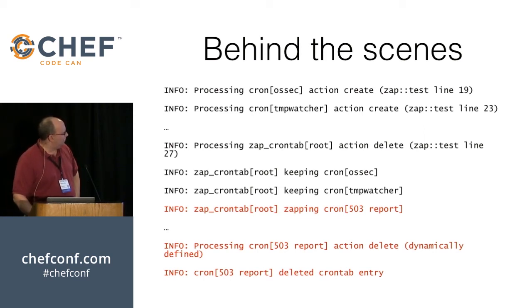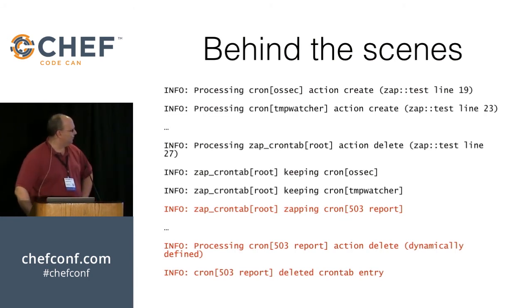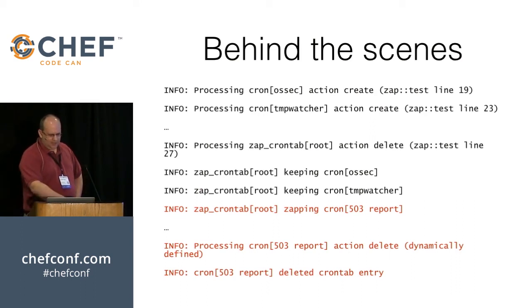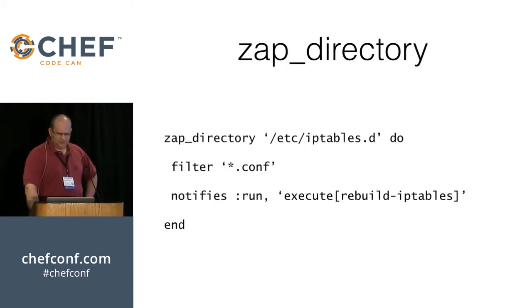It walks through and says, oh, well, there's a resource for OSSEC, keeper temp watch, and this magic line here, which is we're zapping the 503 report. And then it actually goes through and adds a new resource in there, a cron resource that'll actually do the action delete.